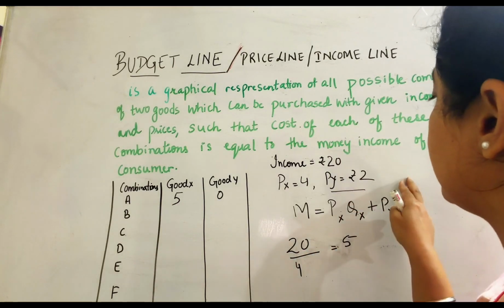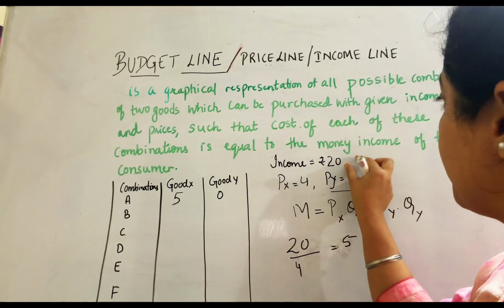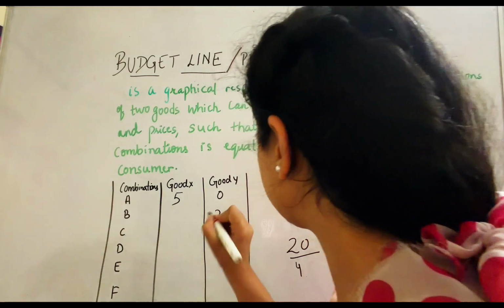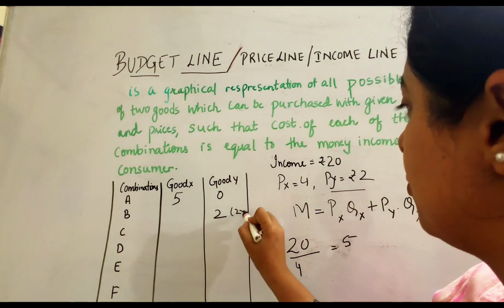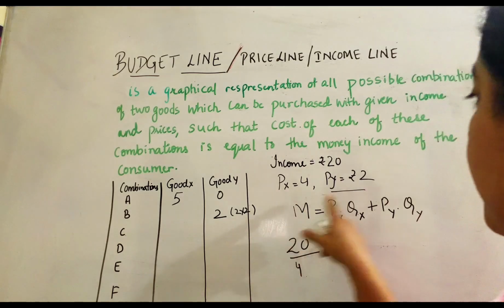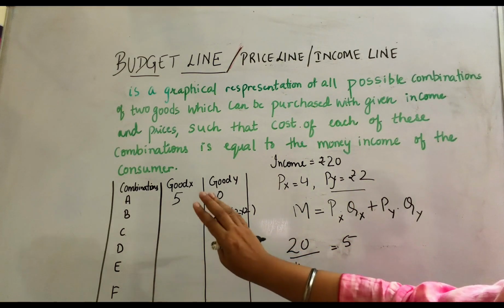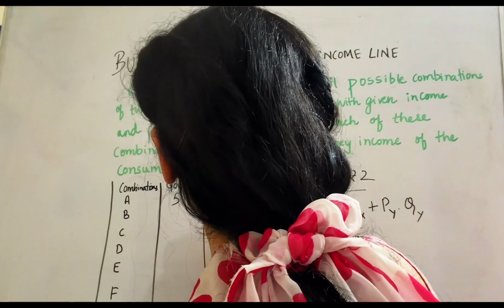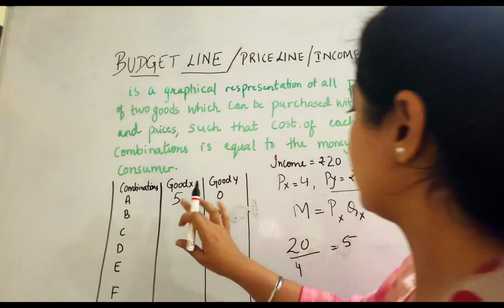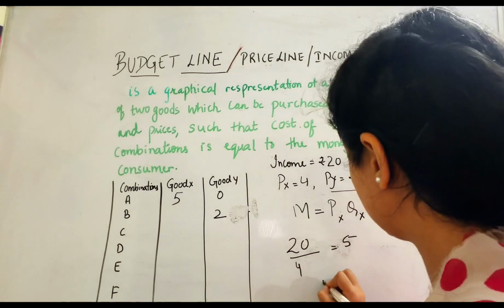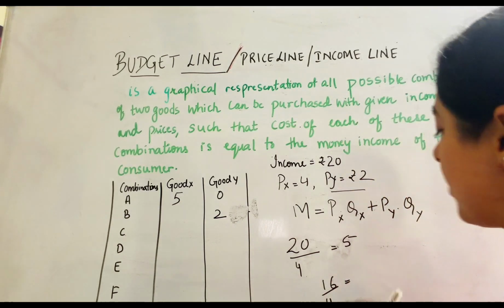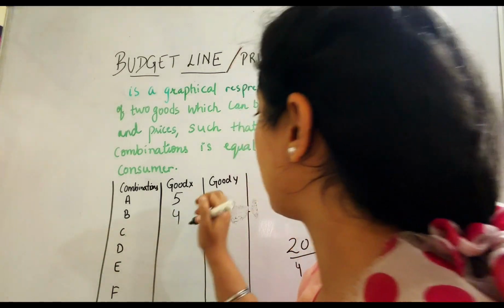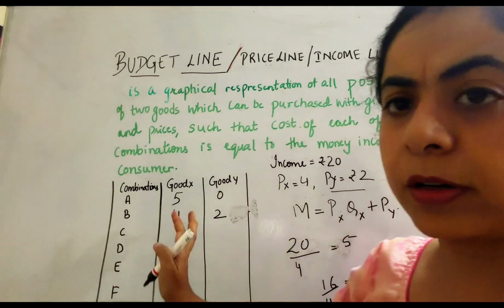Now the consumer wants to consume some units of good Y as well. So let's say that the consumer decides that he wants to spend 4 rupees out of his total income on good Y. So in this case, he can have 2 units of Y, 2 times 2, because 2 units multiplied by price. So 4 rupees is now gone here. So now the consumer is basically left with 16 rupees out of his total income. So this 16 will help him to have how many units of X, 4 and so on. So in this way he can have different combinations.